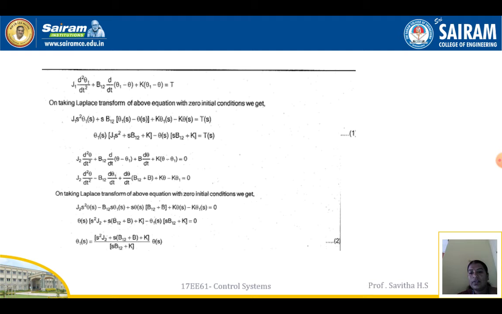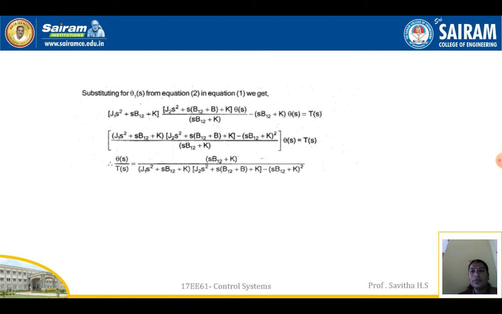Therefore, theta 1 of s is equal to (s² J2 + s(B12 + B) + K) divided by (s B12 + K) into theta of s. Call this equation 2. Substituting for theta 1 of s from equation 2 in equation 1, we get theta of s by T of s is equal to (s B12 + K) divided by [J1 s² + s B12 + K][J2 s² + s(B12 + B) + K] minus (s B12 + K) whole square.